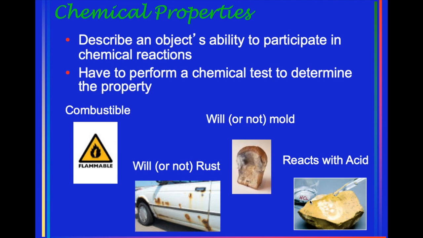So physical and chemical properties. Property is any type of describing idea, and whether or not you have to change the identity or test it is what makes it chemical. If you can tell just by looking at it or observing, then that's a physical property.